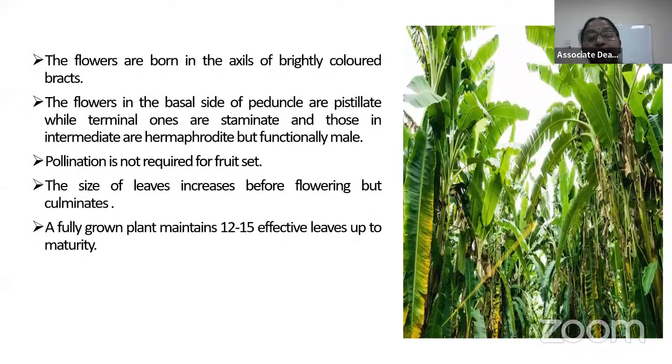And here the fruit set occurs parthenocarpically, and pollination is not required. The size of the leaves will increase before flowering, but finally they culminate. And a fully grown plant generally maintains effective leaves of 12 to 15 until the plant reaches maturity.